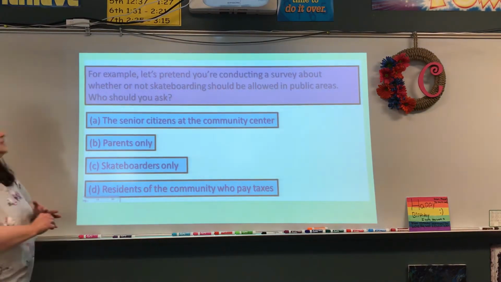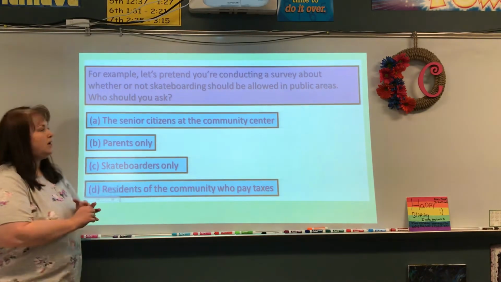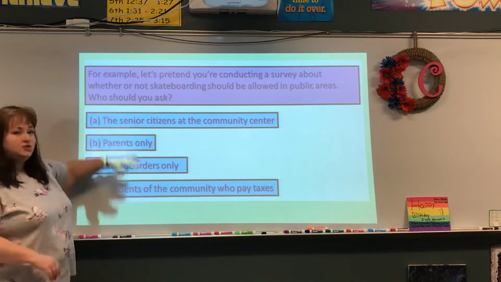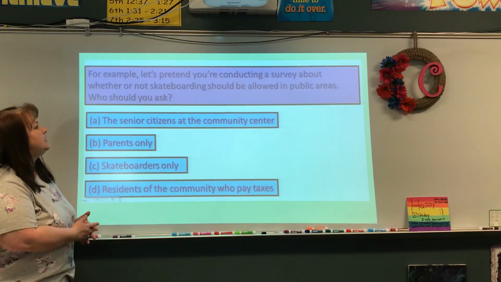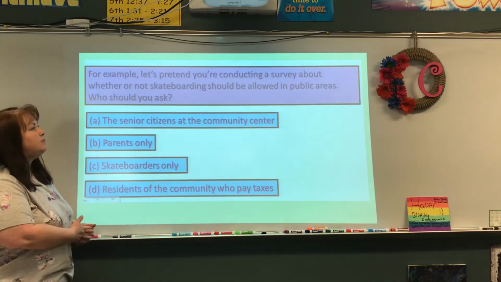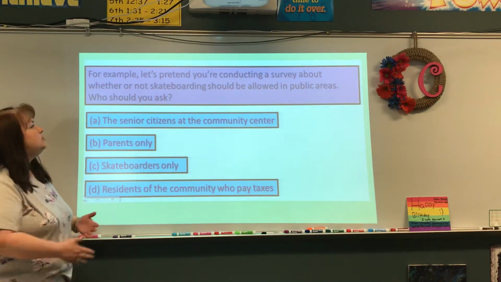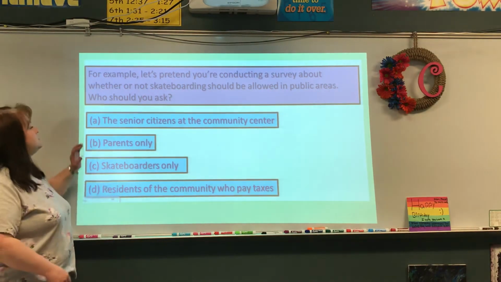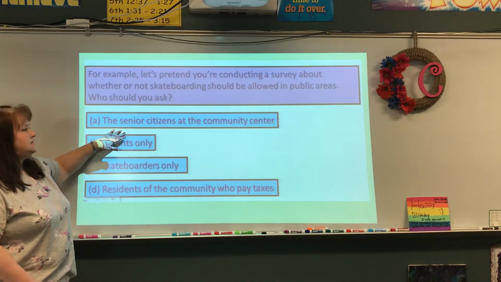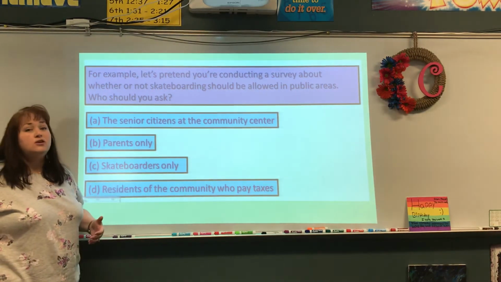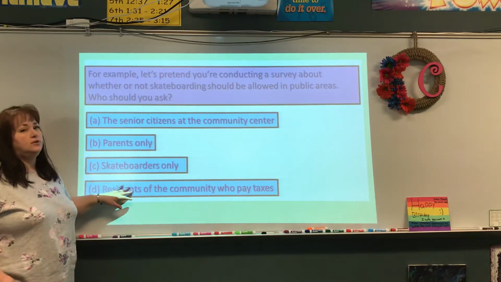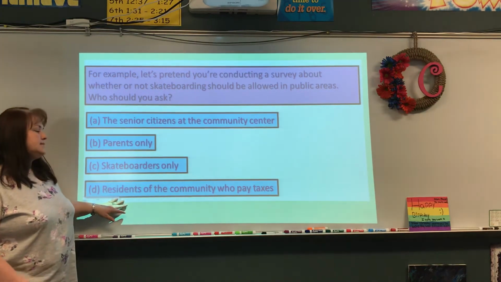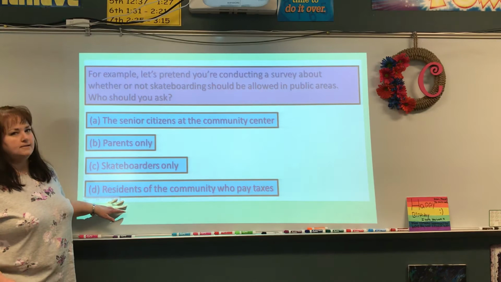All right, so on this one, we're going to look at an example here, talk about what we think of our options. It says, for example, let's pretend you're conducting a survey about whether or not skateboarding should be allowed in public areas. Who should you ask? Should you ask the senior citizens in your community center? Should you ask parents only? Should you ask skateboarders only? Should you ask residents of the community who pay taxes?